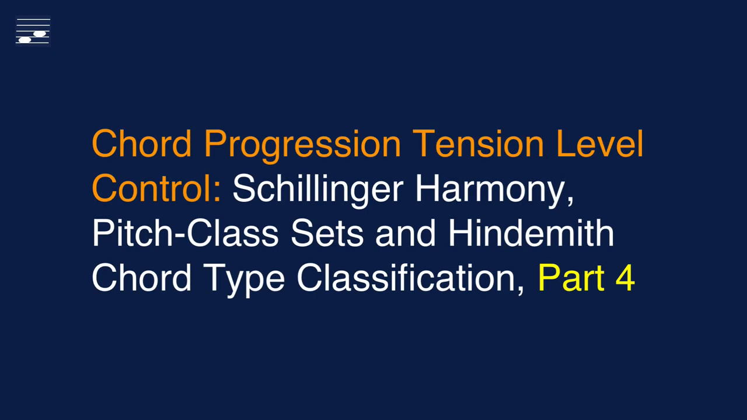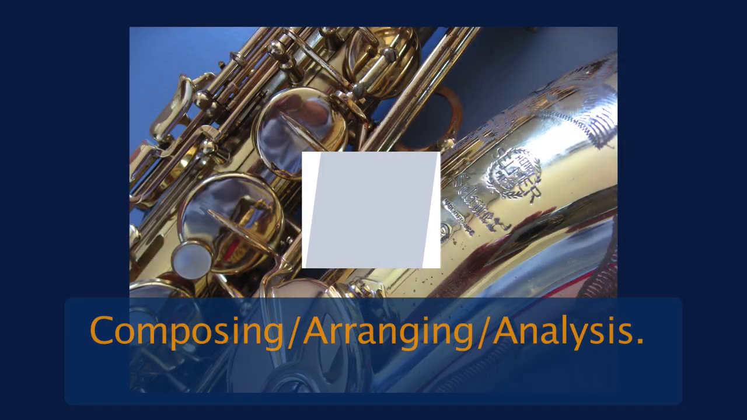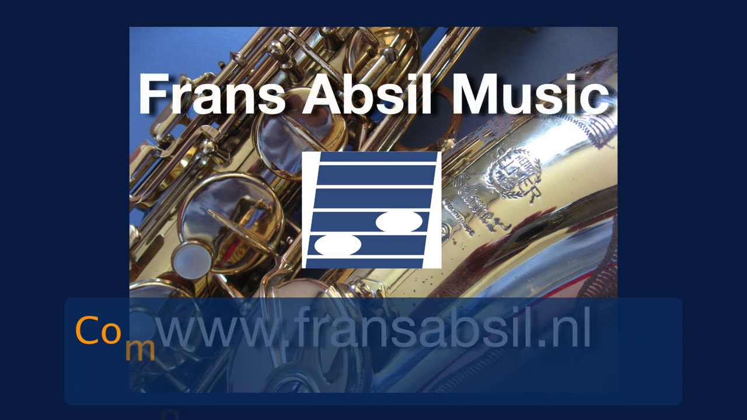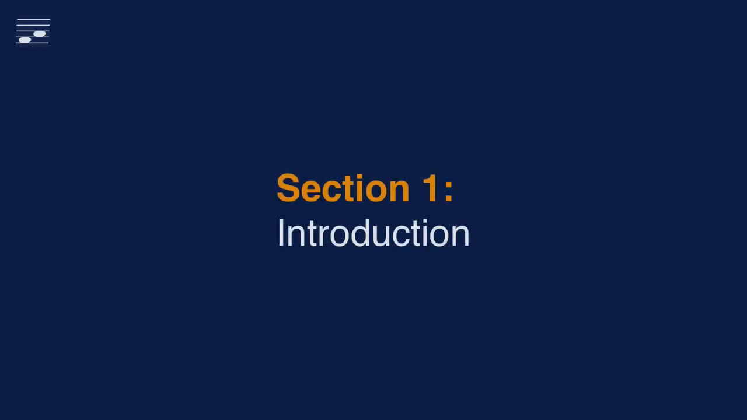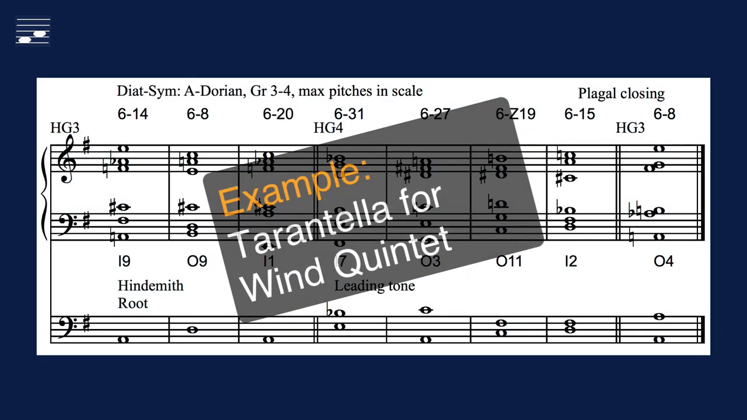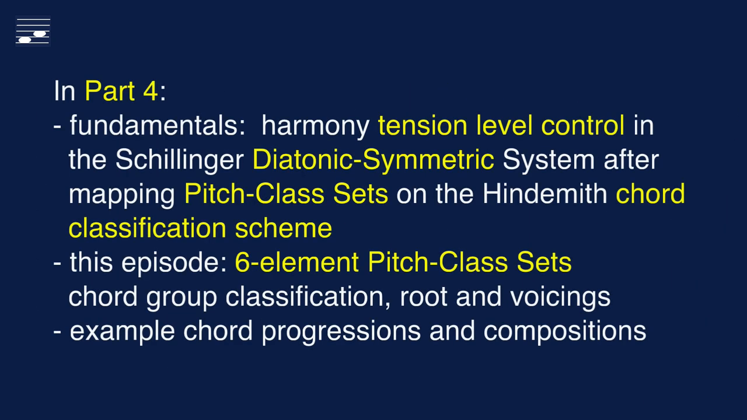Hello! In part 4 of this series, we'll conclude the classification of pitch class sets with the Hindemith chord grouping scheme and apply 6 element sets to Schillinger diatonic-symmetric chord progressions. In this tutorial, we will look at an orchestral example in impressionistic style. And the tarantella for wind quintet. Remember that this series is about harmony tension level control.